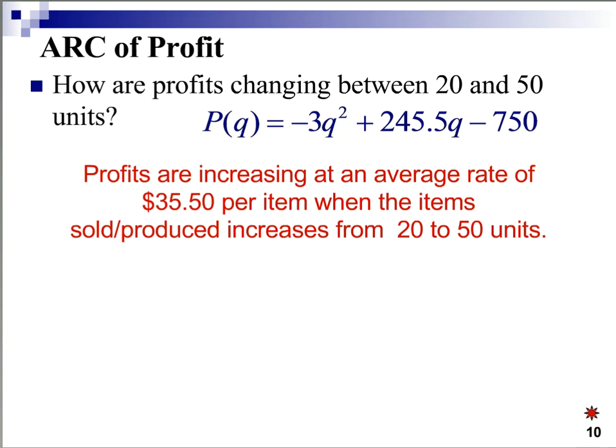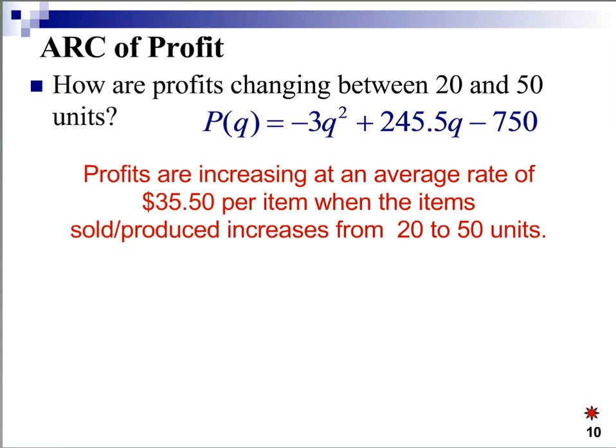So for this particular example, we would interpret the 35.5 as follows. We would say that the profits are increasing at an average rate of $35.50 per item when the units sold and produced increase from 20 to 50 units. Now, the profits are increasing because the slope of that line was positive 35.5. So we keep that in mind. Secondly, to determine where you get the units, the dollars come from the vertical axis, and the units sold and produced comes from the horizontal axis.